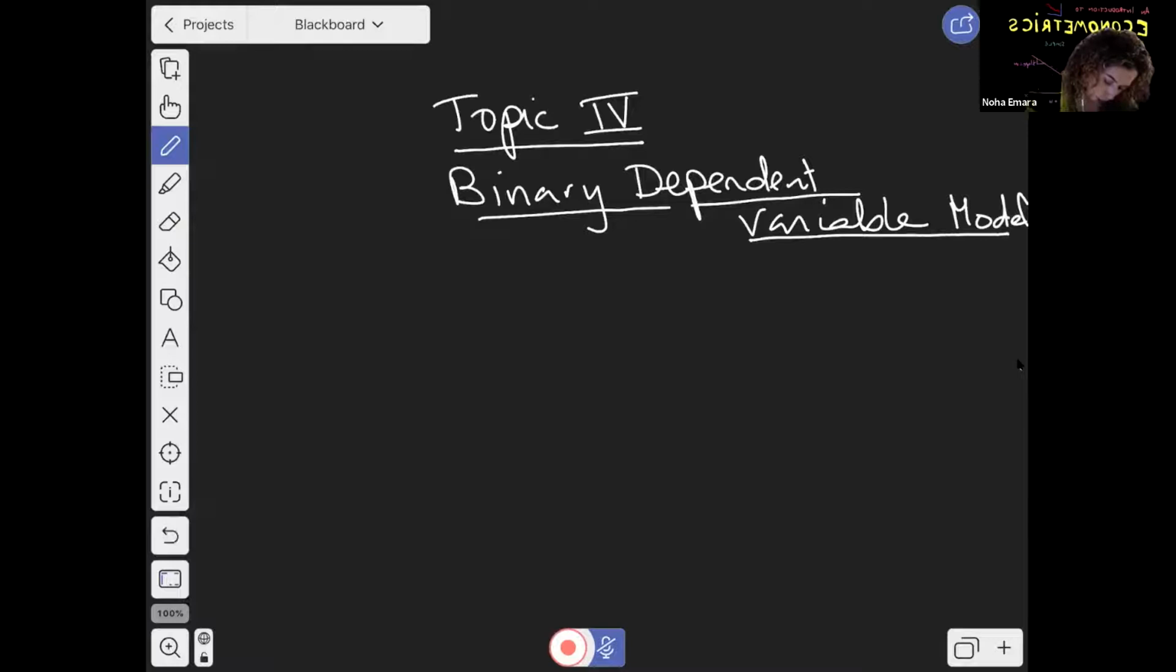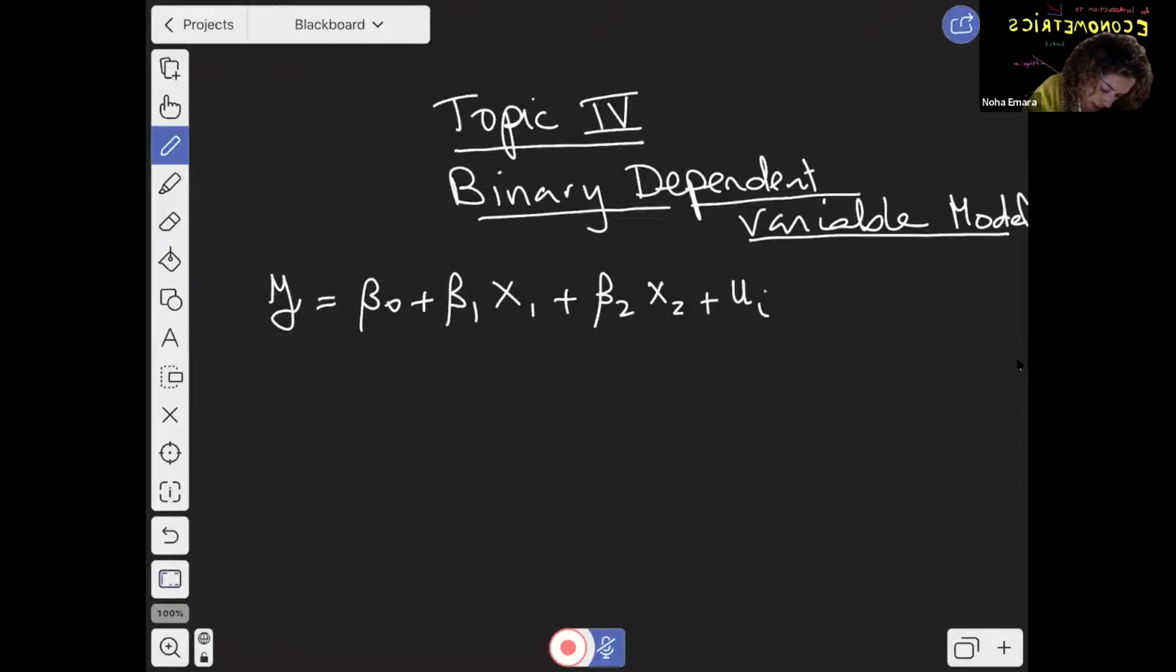model is used when my dependent variable, let's call it y, is equal to beta naught plus beta 1 x1 plus beta 2 x2 plus ui. I'm just going to make a simple model, and we have the subscript i everywhere. And this model has y binary, meaning it takes 1 or 0. That's it. It's not continuous.